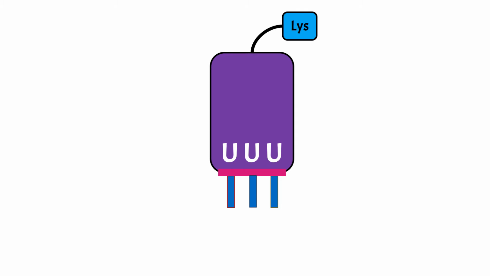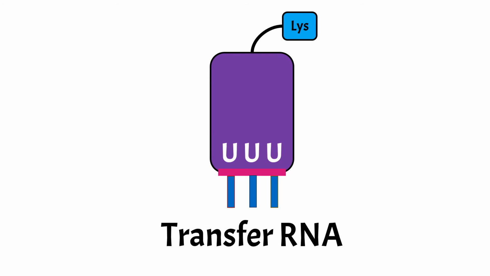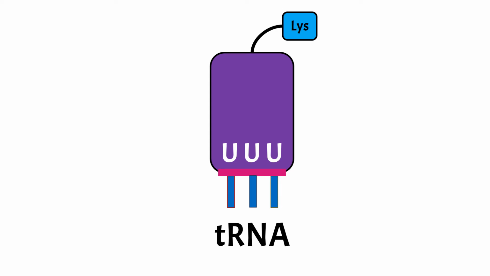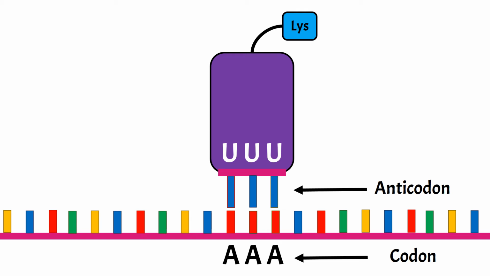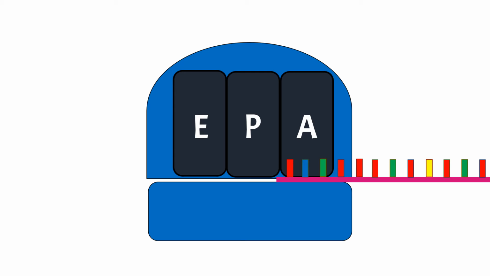Here we introduce a new molecule, transfer RNA, or tRNA for short. As its name suggests, tRNA transfers the needed amino acid to the ribosome. On one end of the tRNA is the anticodon, which is complementary to the codon, and attached to the other end is the amino acid that corresponds to that codon. The tRNA with the correct anticodon will bind to the mRNA at the rightmost site of the ribosome. We call this the A site.